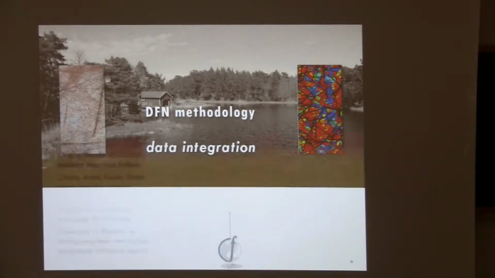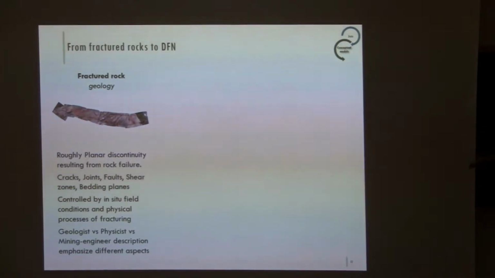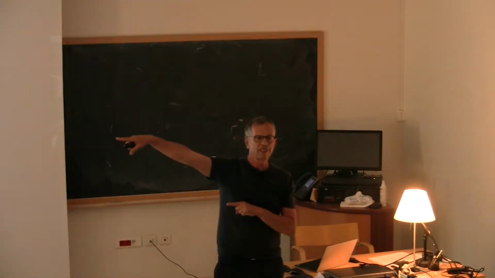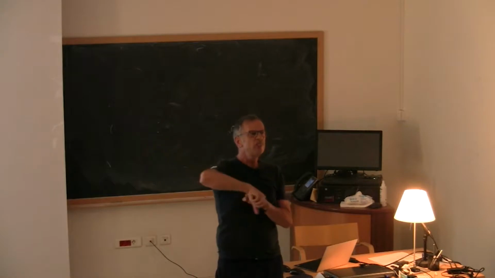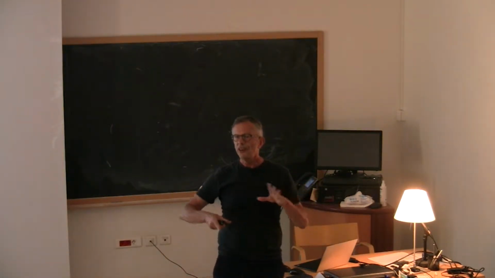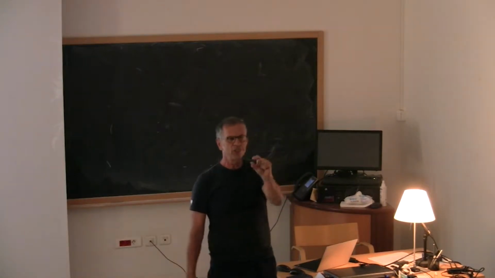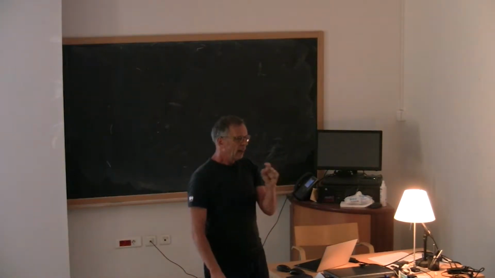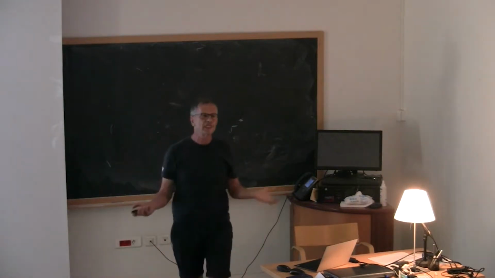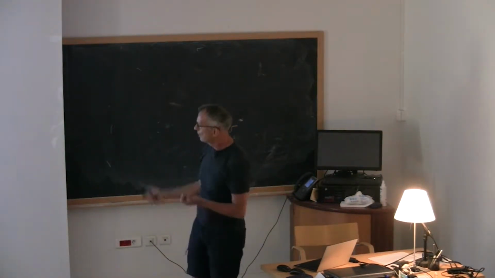Okay, data integration. What we do, we start from fractured rock. Okay, so you see this picture, you can see the same. Have you seen the fractures on the coast? It's incredible. You have different densities of fractures. In some places, it's low density. In other places, you have fractures with a spacing of, I would say, 2 centimeters. So you can see the diversity of fractures that we can have.